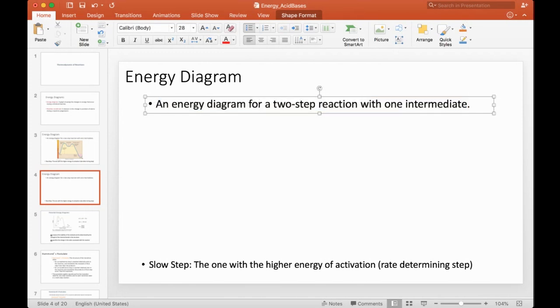So the important thing here, once again, is to expand how you think about this. As I said, slower step, and I'm going to rewrite it over here. Slower step, rate determining step.